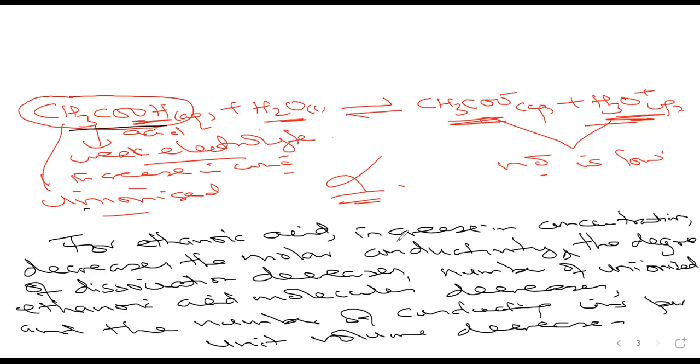You must mention that ethanoic acid is a weak electrolyte. So what do we have? Increase in concentration decreases molar conductivity. Ethanoic acid is a weak electrolyte. Degree of dissociation decreases. The number of unionized ethanoic acid molecules increases. Most of the molecules of ethanoic acid are unionized. The number of conducting ions per unit volume decreases. So that's the effect of concentration on molar conductivity.